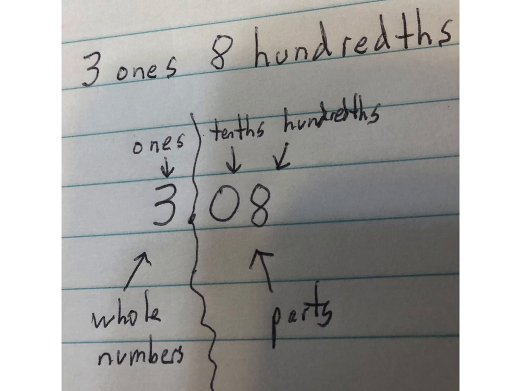And it's so important that the kids don't accidentally say 3.8 when it's hundredths. It needs to be 3.08. Placing the 0 in the tens place is so important so that each number is placed in the proper position. And again, you see the squiggly separating wall separating the whole numbers from the parts.